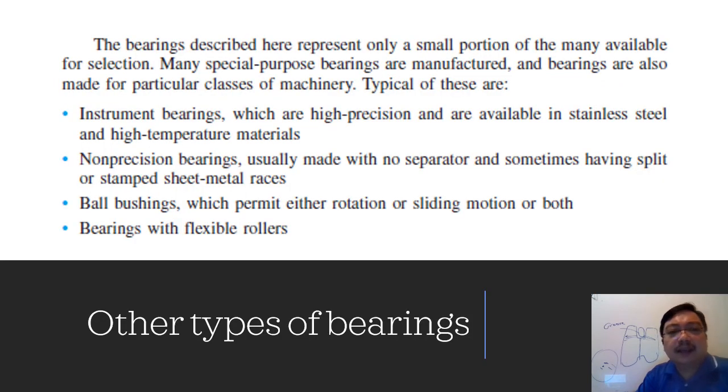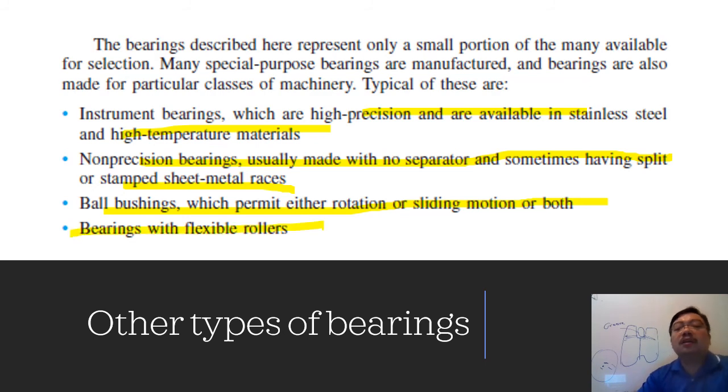And then other types of bearing. The bearings presented here are a small portion of the many available for selection. You may order custom-made bearings from the company. They know how to make it, no problem. There are instrument bearings for high precision available in stainless steel and high temperature material. Non-precision bearings are usually made with no separator, with split or stem seat metal races. Ball bushings permit either rotation or sliding motion, and there are bearings with flexible rollers. So that's all for the types of bearing.